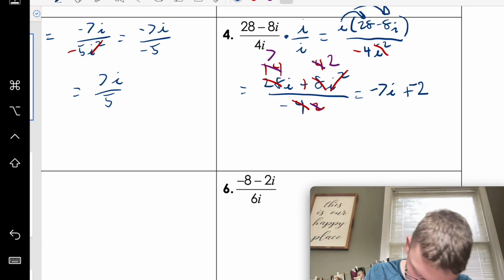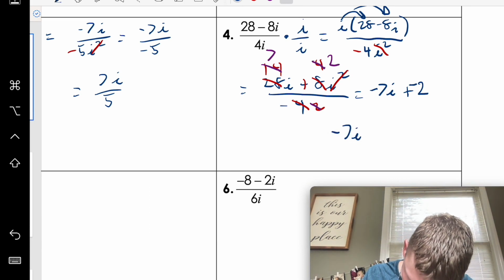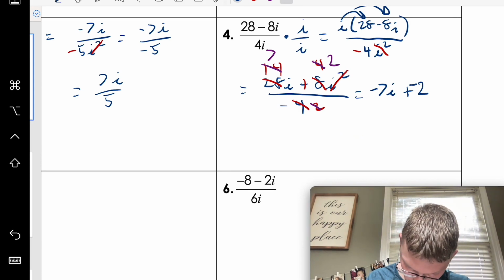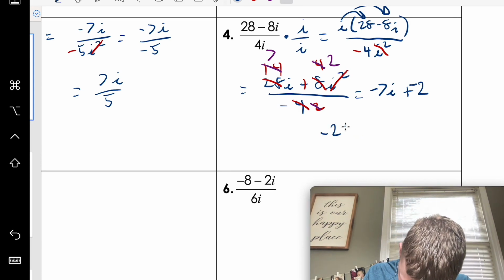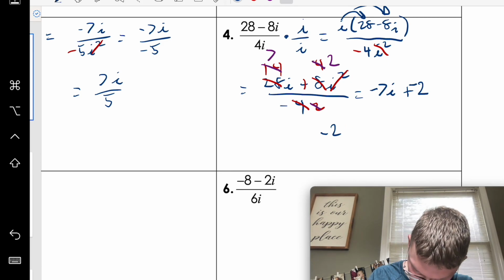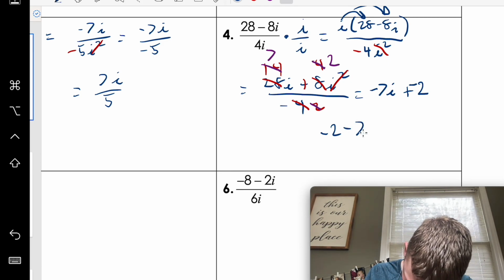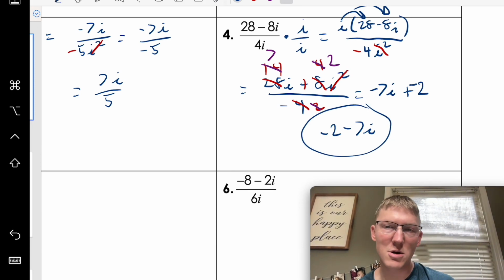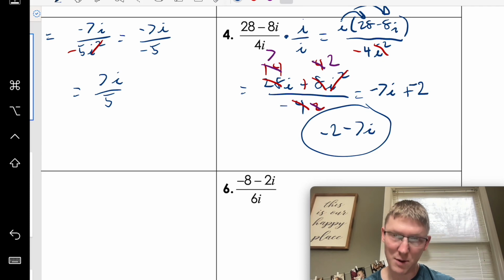If I wanted to rewrite it, make it look pretty, well, okay, if I'm going to rewrite it, might as well do it right. I would just do negative 2 minus, oh my gosh, minus 7i. Either answer is fine by me. I know what you mean, so that works.